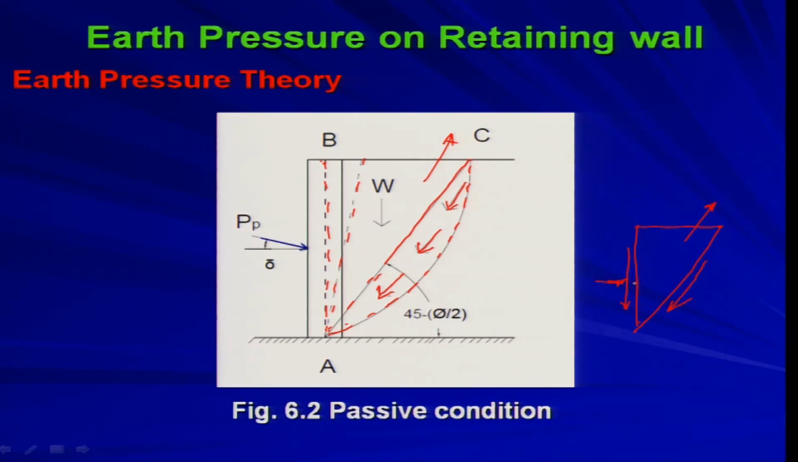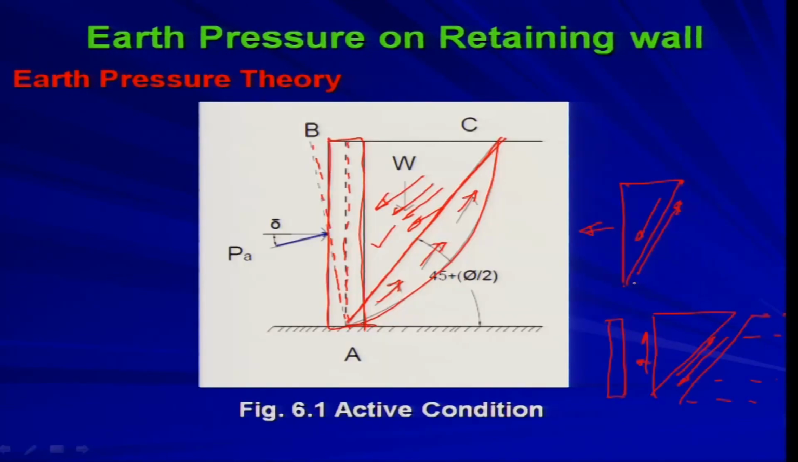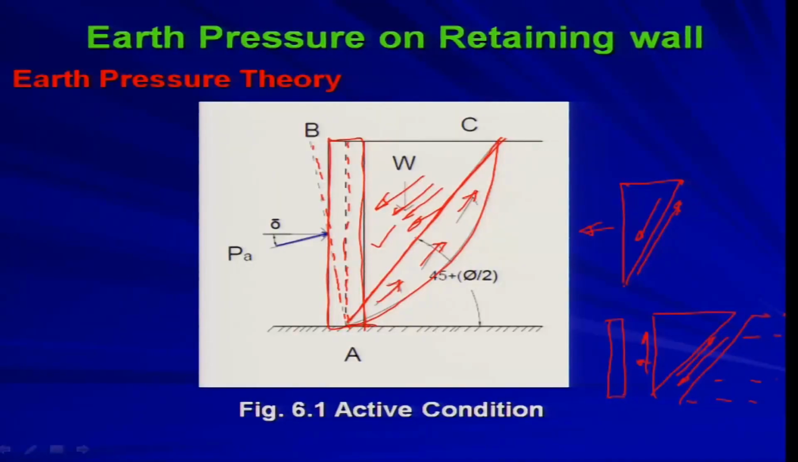Now, one more thing I would like to tell you: in the previous figure, in the active condition, it has generally been seen that this failure surface makes an angle of 45 degrees plus phi by 2 with the horizontal, and it is not arbitrary.